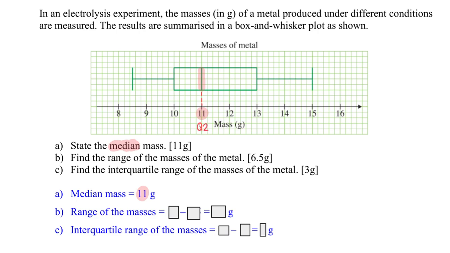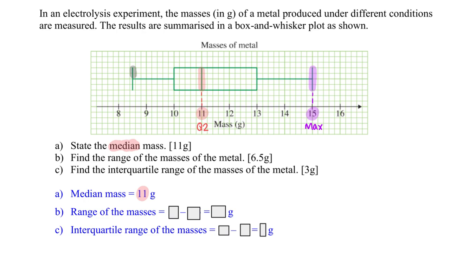The range of the masses means that I need to know what my maximum and minimum are. So for the range, I will have to look at my maximum, which is this line here. So it corresponds to 15. And that will be my maximum, which is the highest value.